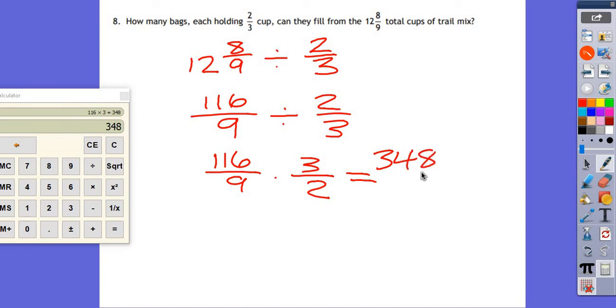348 over 9 times 2, 18. And 18 goes into that 19 whole times, with 1/3 back.